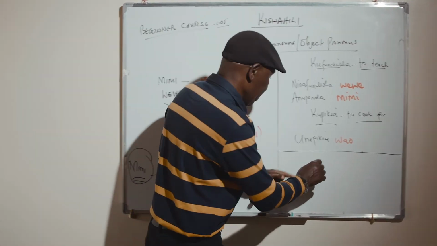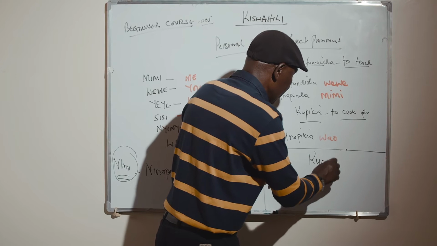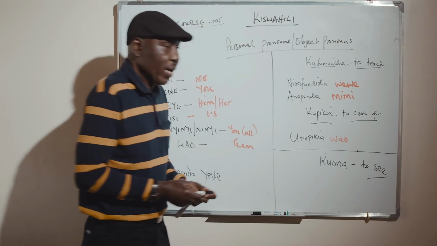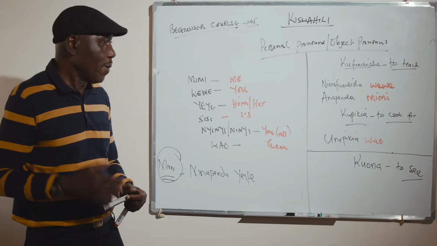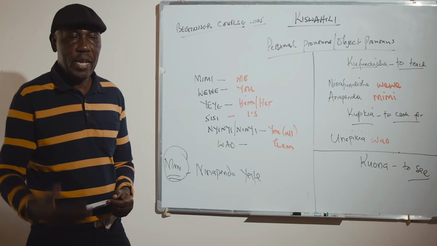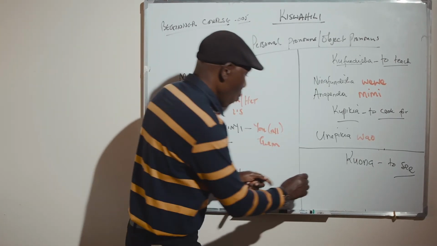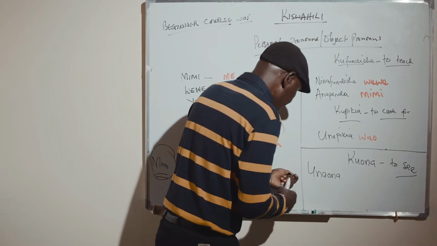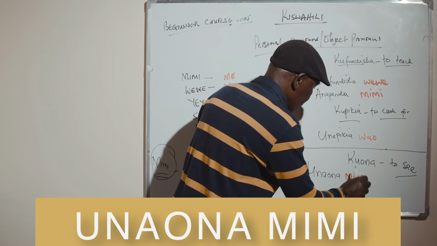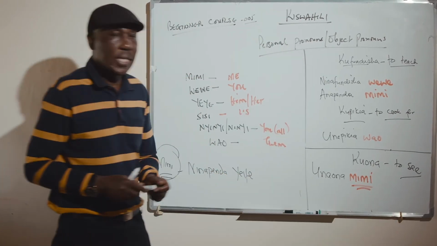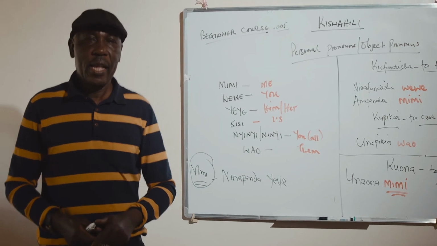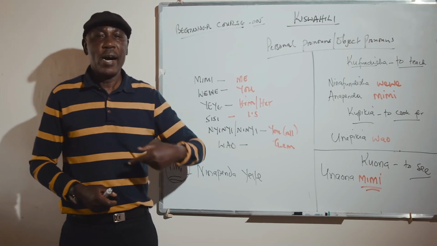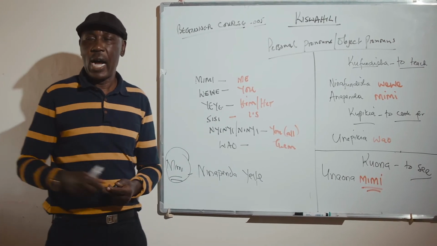Like, let me use the verb kuona. Kuona is to see. I want to say, you are seeing me. Then it would be unaona mimi. You are seeing me. I would say ninaona yeye, or I would say pia anaona mimi.